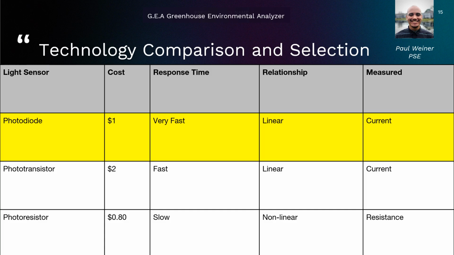This is the start of our technology comparison and selection. On this page, we will be comparing light sensor technologies. We have the photodiode, the phototransistor, and the photoresistor. We chose the photodiode because of its very cheap cost, its very fast response time, the fact that it has a linear relationship with its values, and the fact that the current is what is being measured, which has a linear relationship with the values.